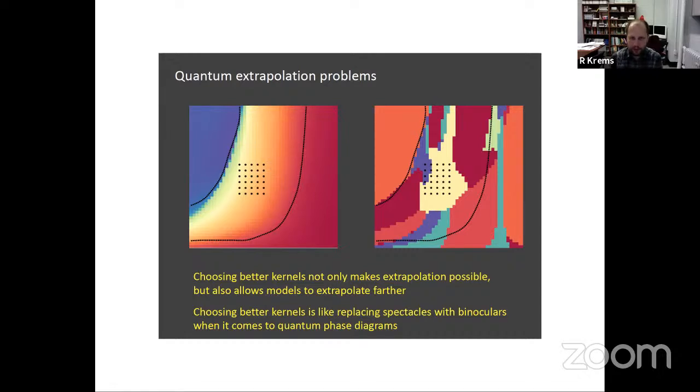Okay, so in the language of what we're talking about, when it comes to searching quantum phase diagrams, I would say that choosing better kernels is like replacing spectacles with binoculars when it comes to quantum phase diagrams.